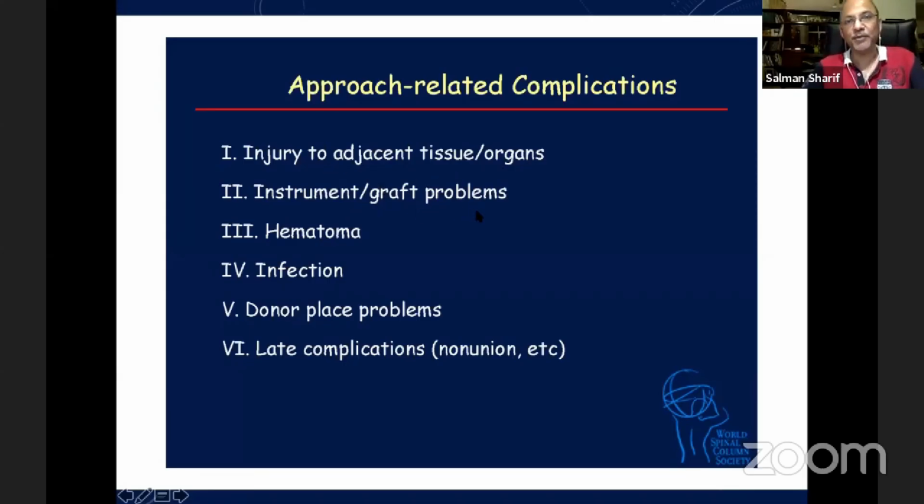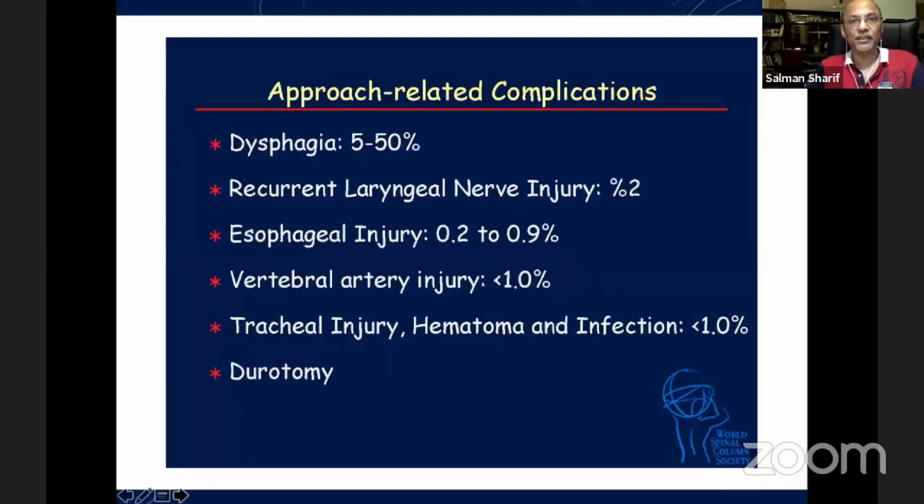Instrument and graft-related problems can happen if you don't put in the screws and you don't think biomechanically about this. You're not worried about the C2 as well as C7, T1 angles. Hematoma you can get very rarely, but generally I put in a drain for 24 hours and that works very well. Donor site problems can happen if you take a graft, and non-union can happen, which can give rise to neck pain afterwards.